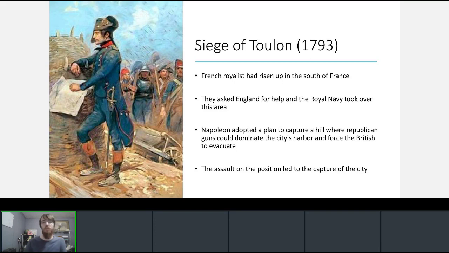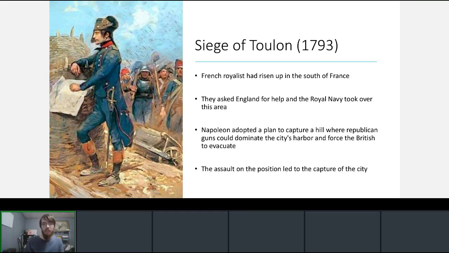This is where French royalists had risen up in the south of France. They wanted the return of the king. They asked England for help, and so the British Royal Navy took over this area. Napoleon was sent there, and he adopted a plan to capture a hill where the Republican, as in the revolutionary, forces' guns could dominate the city's harbor and force the British to evacuate. This assault on the position led to the capture of the city, so it's already showing he has a very keen knack for this type of thing.